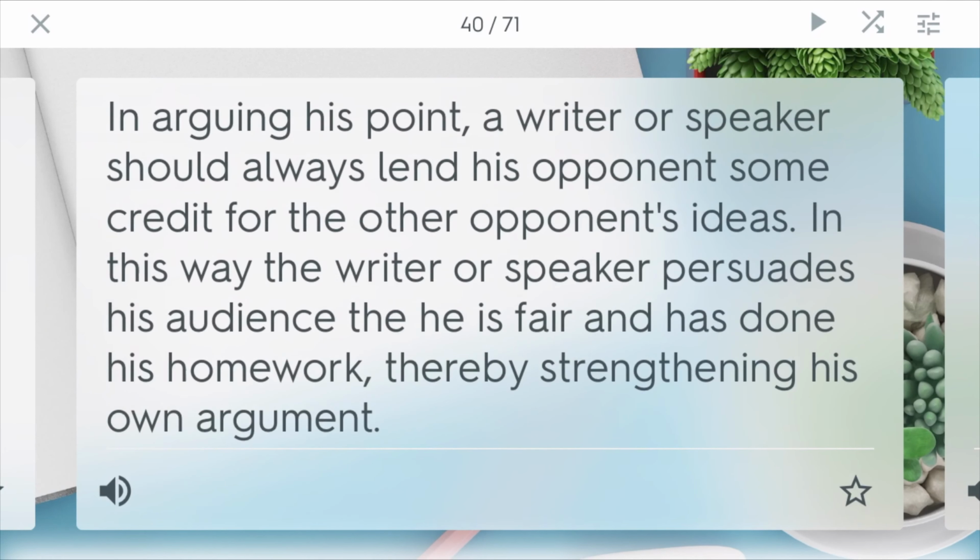Lending credence. In arguing their point, a writer or speaker should always lend their opponent some credit for the opponent's ideas. In this way, the writer or speaker actually persuades the audience that they are fair and that they have done their homework, thereby strengthening their own argument.